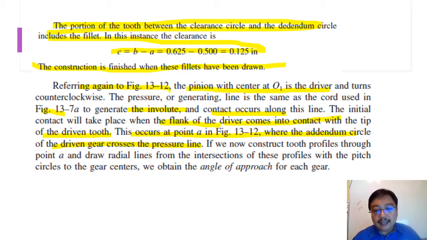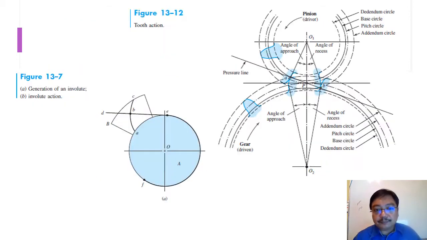We see the angle of approach in the next slide. Here, figure 13.12, the tooth action. This is the angle of approach. This is the angle of recess. This is the angle of approach. This is the angle of recess.